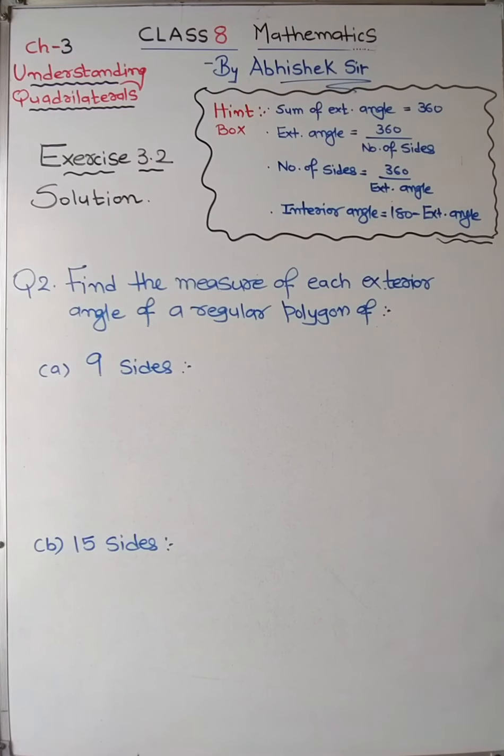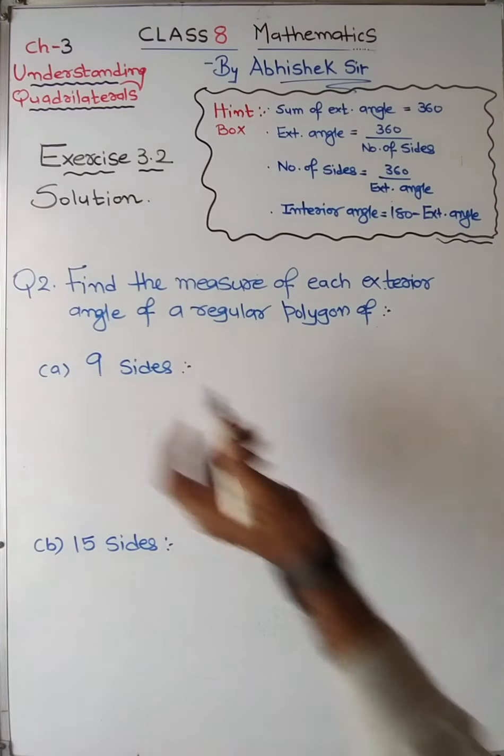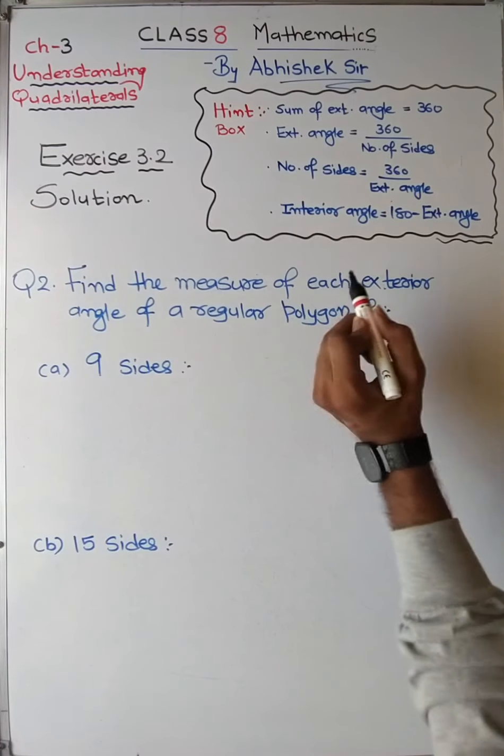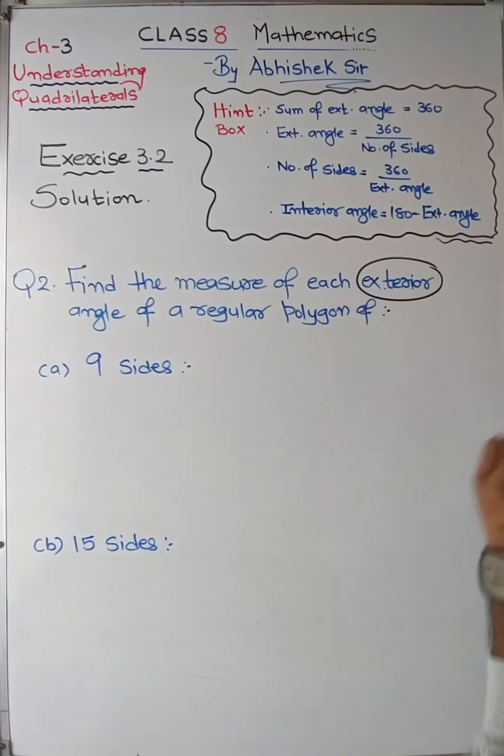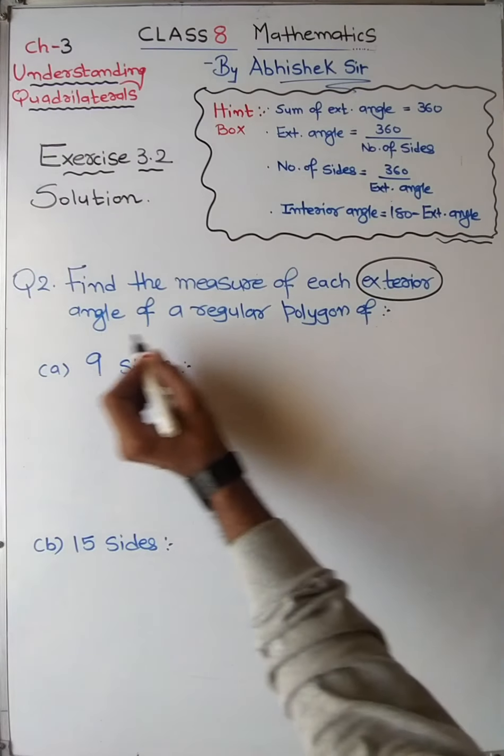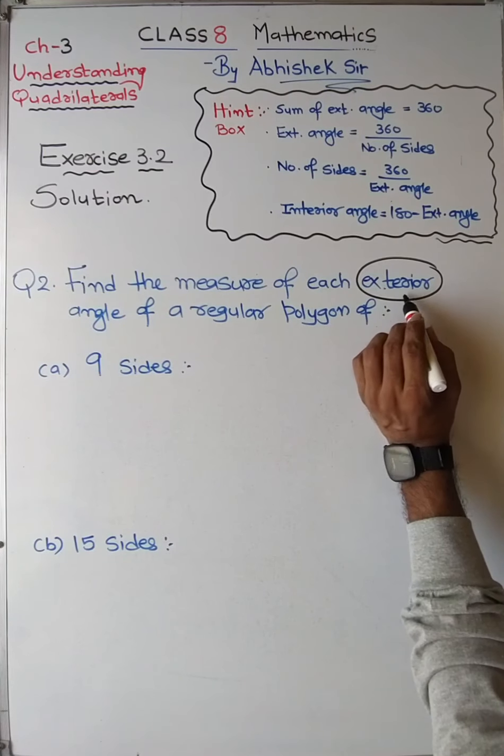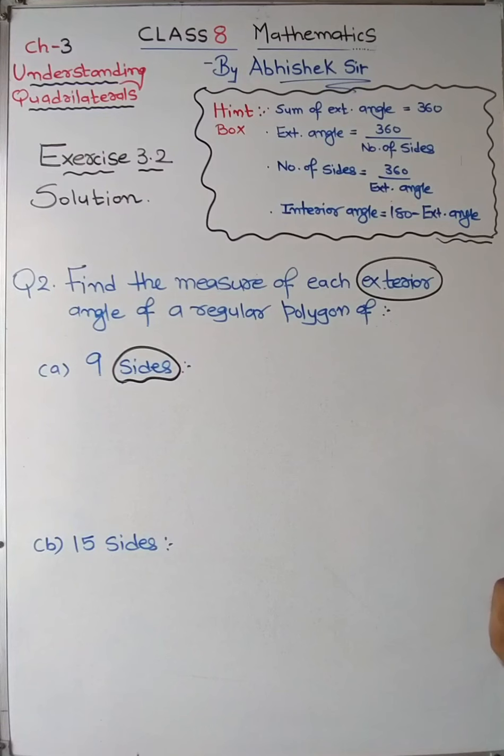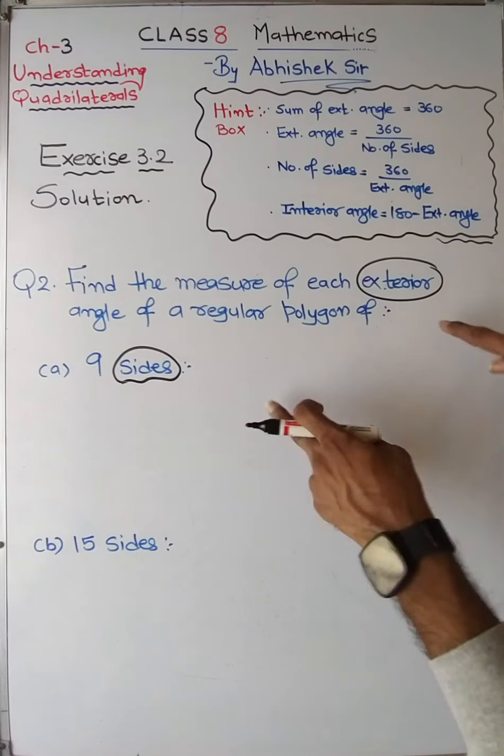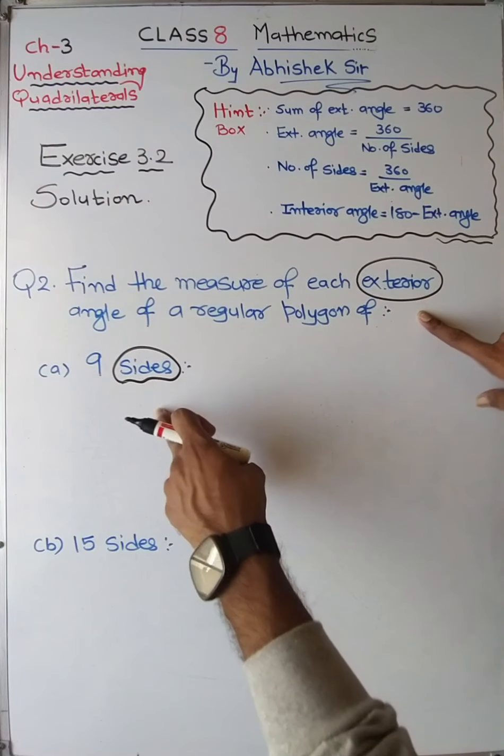Moving on to question number 2, I am reading out the question. Find the measure of each exterior angle of a regular polygon of 9 sides. So here you can see the exterior angle and number of sides are given, and we have to find out the exterior angle.